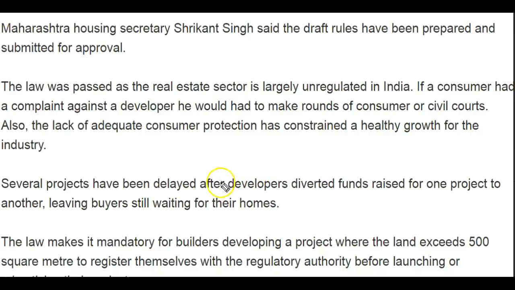Because of the diversion of funds, the project for which the persons paid money, project A, will definitely get delayed. But there is no mechanism for complaining against this at present. The affected consumer has to go to consumer court or civil court. It may take 10 years, 20 years, like that. So in India, the real estate sector is largely unregulated.